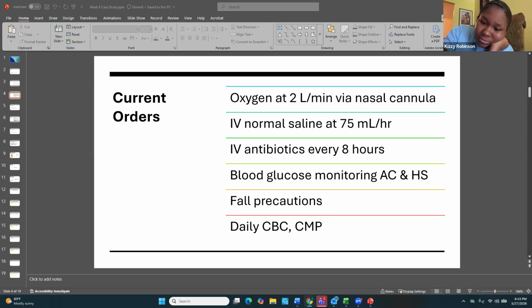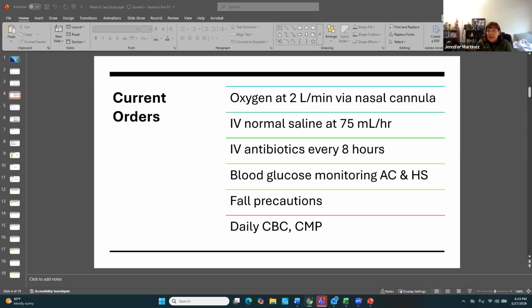PC, yes. PC. So AC is before, PC is after, and HS is at bedtime. We're also going to put them on fall precautions, and we are going to do a CBC and a CMP.